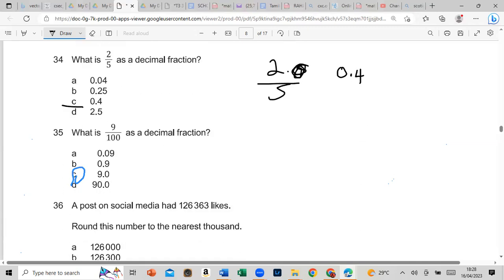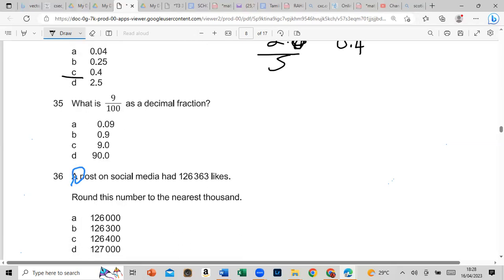What is 9 over 100 as a decimal fraction? 0.9, sir. B. Hold on, guys, 0.09. Calm down, no confusion. Sir, the reason why it wouldn't be B is that if it was B, it would be 90%. So it's A, sir.